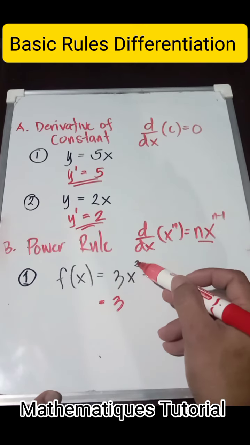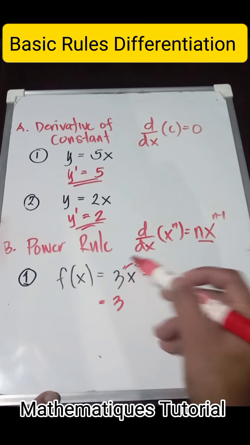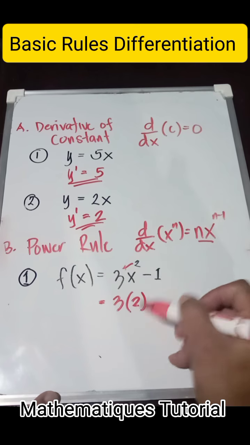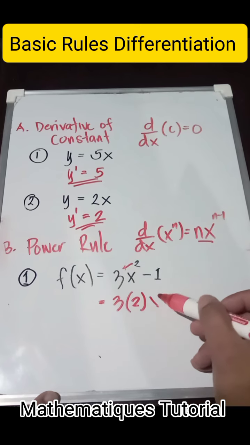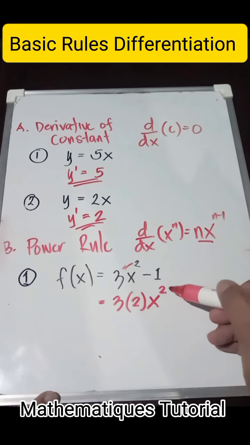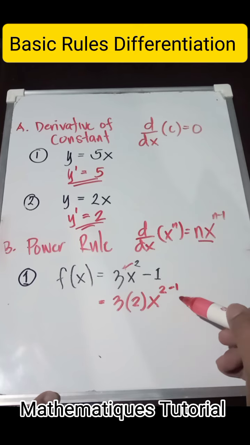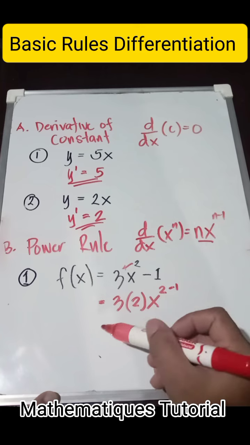3, we're going to move this constant, then copy x, remain 2 minus 1. So the derivative of negative 1 is 0. So do not put the 0 here. It is not necessary to put 0.